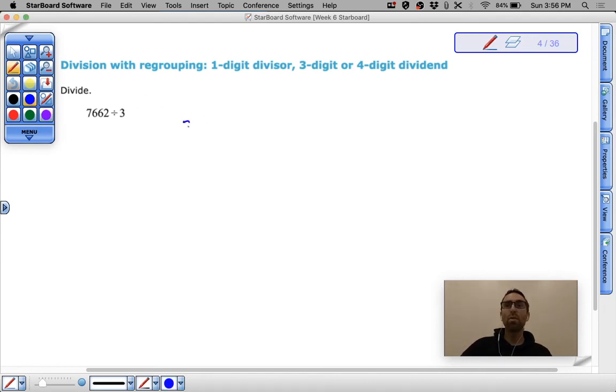I want to see how many times 3 can go into 7,662. And give you a nice, small, easy number to work with, a 3 here. I'm going to see how many times 3 can go into 7. 3 can go in twice. And 2 times 3 gives me 6. And when I do the subtraction, I'm going to get a 16. I want to see how many times 3 can go into 16. That can go in 5 times. So I'll put a 5 up here. 5 times 3 is 15.